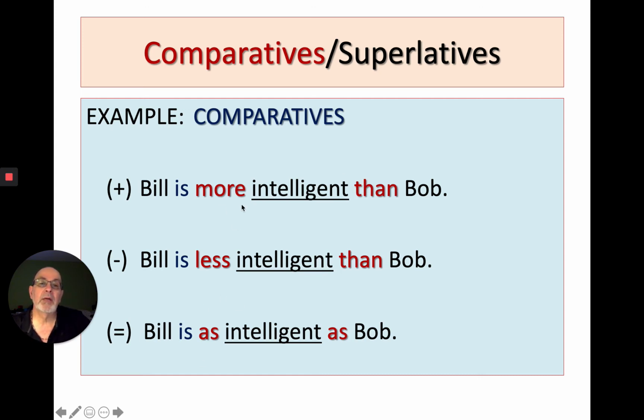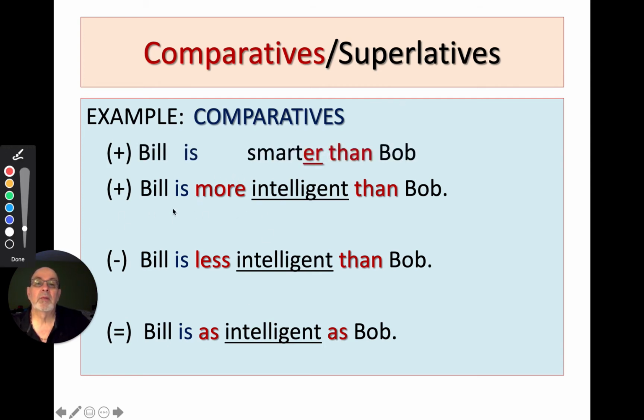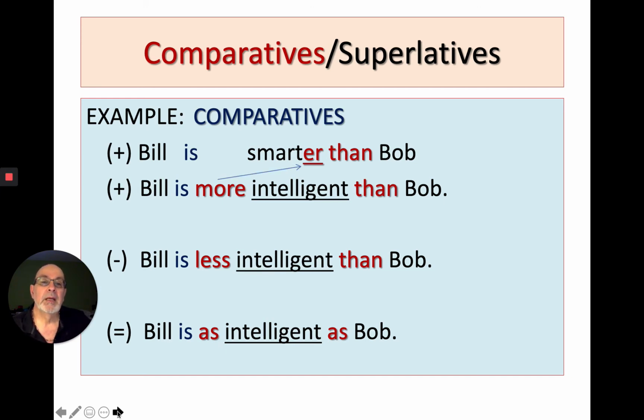So if I don't have a very long word here, if I have a one-syllable or two-syllable word that finishes in Y, I'm going to replace the word more. Okay? So now the word more is going to go away, and I'm going to replace it with the end of the word ER. That means the same thing in English. So smarter than. Of course, the reason I do that is that I save time.